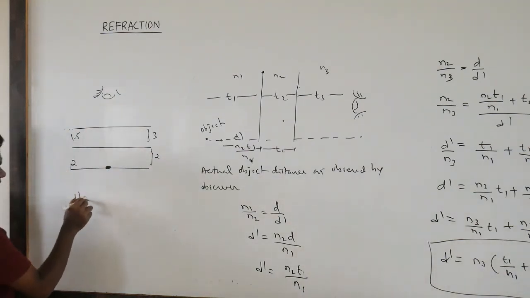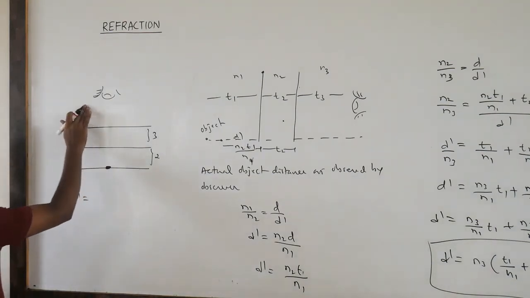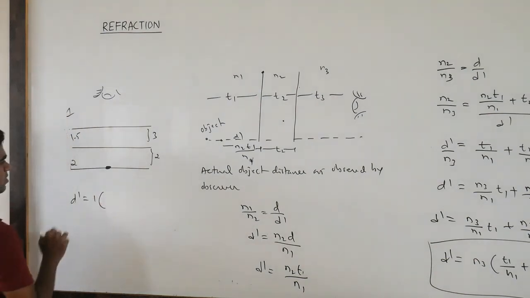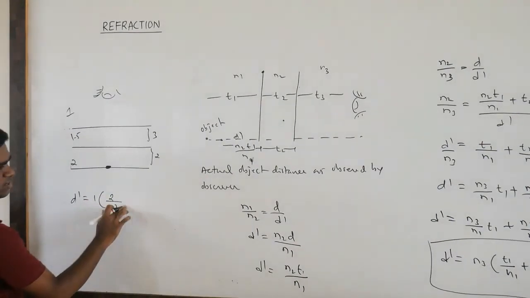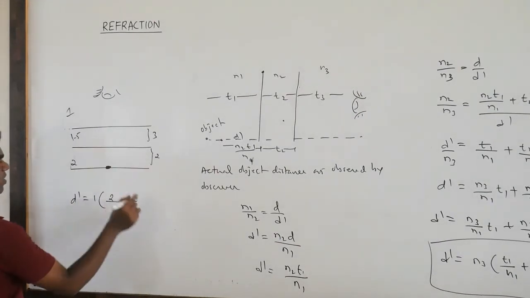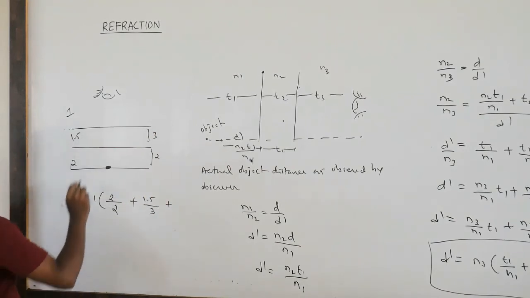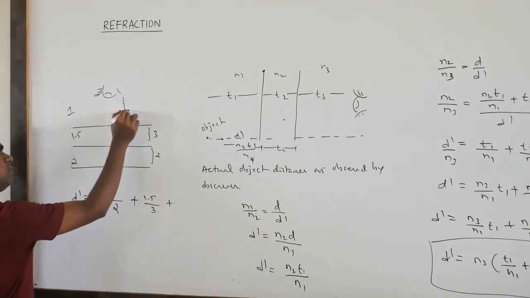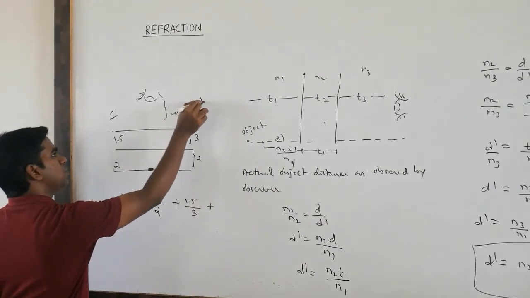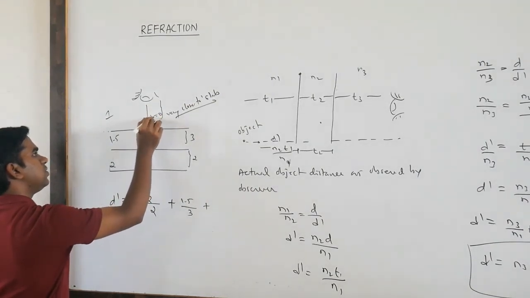So d dash you can take it, apply the same formula. n naught or n3, the refractive index of the surrounding, I will take it as 1. So for this one, 2 divided by 2, refractive index is also 2, plus 1.5 divided by 3, thickness, plus what is the distance of the observer from the glass slab? You can take it as 0. They have not given this distance, which means he is observing very close to the glass slab. That means you can take this distance as 0, t3 as 0.